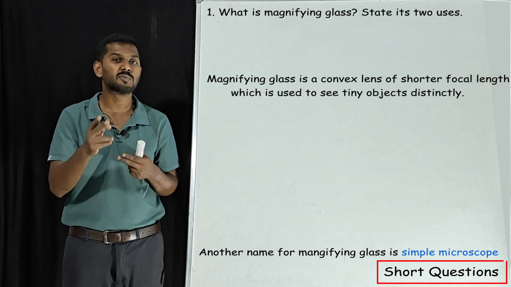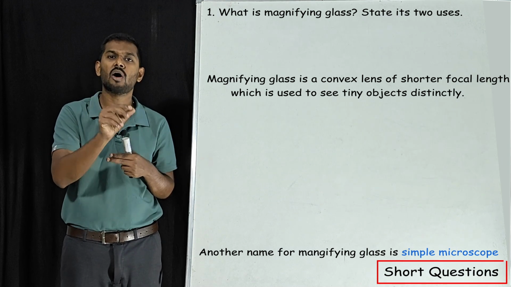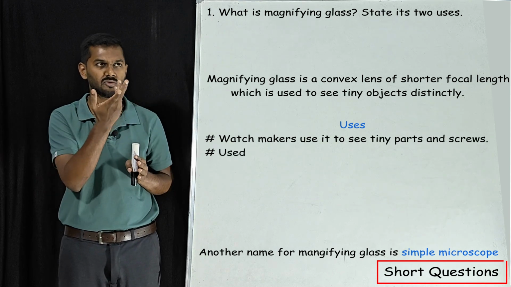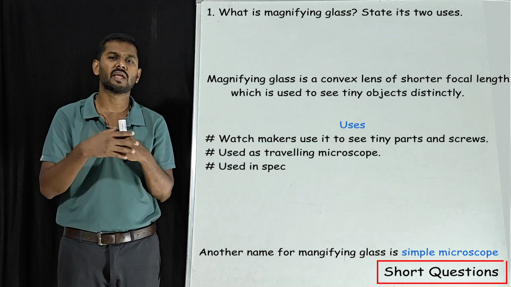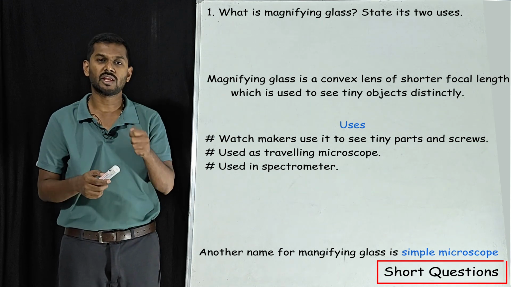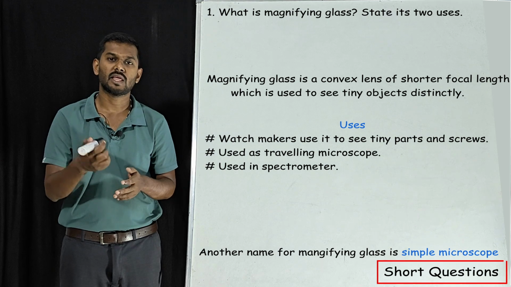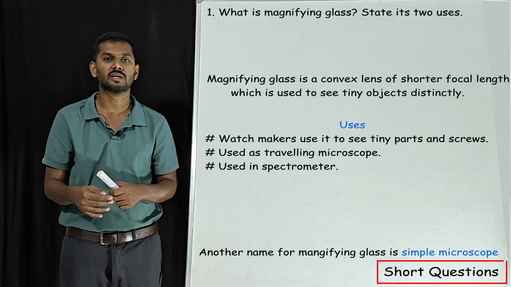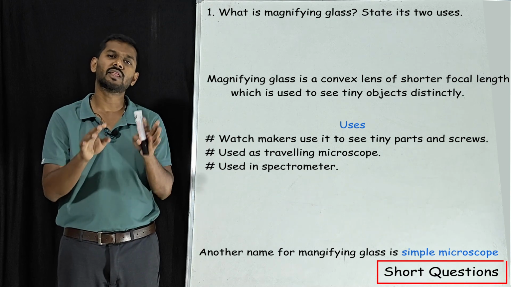First one, watchmakers use it to see the small parts and screws of the watch. This is the first use. There are many uses, we can write any two. This is used as a traveling microscope, we can travel with it, portable. Then it is used in spectrometer. Like this, we have many applications. They are asking for two, we can write any two.